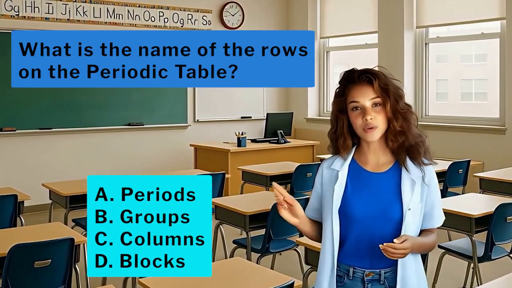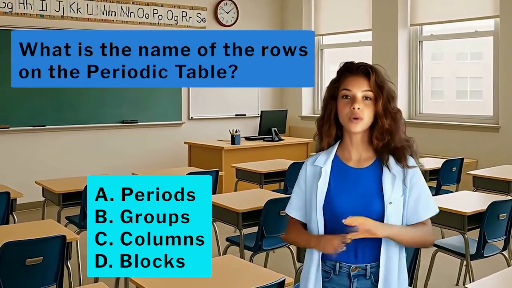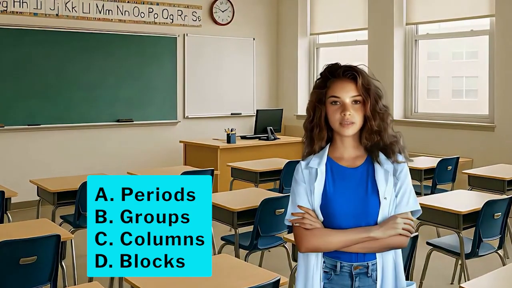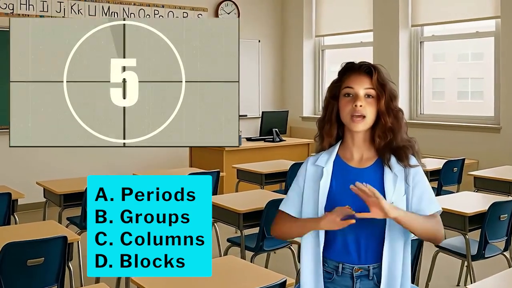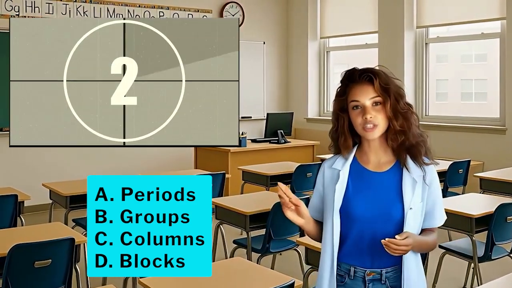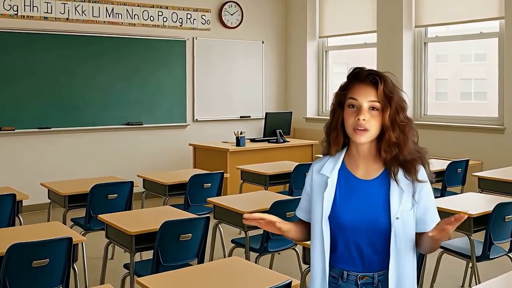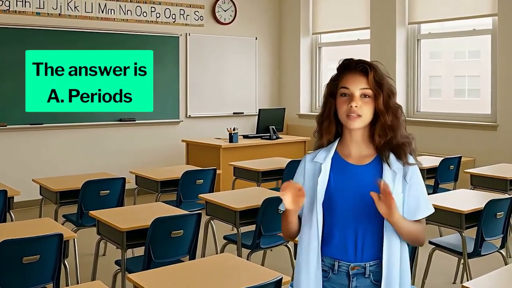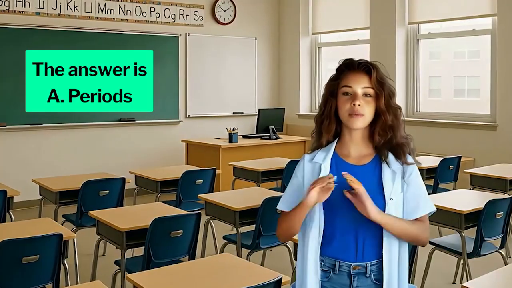Choices are A, periods, B, groups, C, columns, or D, blocks. You have 6 seconds. Another question about the periodic table. It seems important, right? Did your teacher mention this? I hope so. Time's up. The answer is A, periods. Makes sense since it's a periodic table, right?